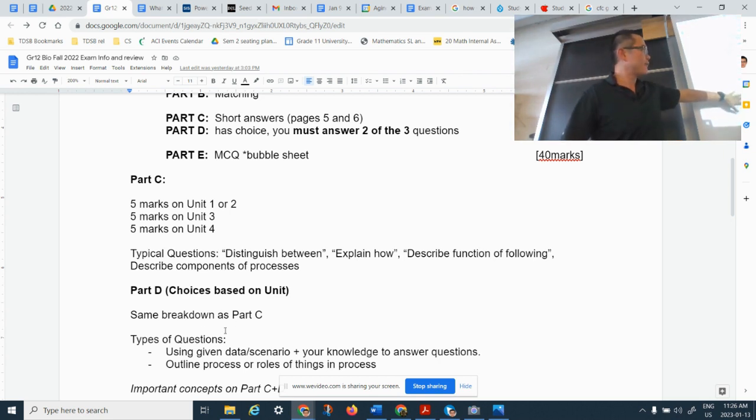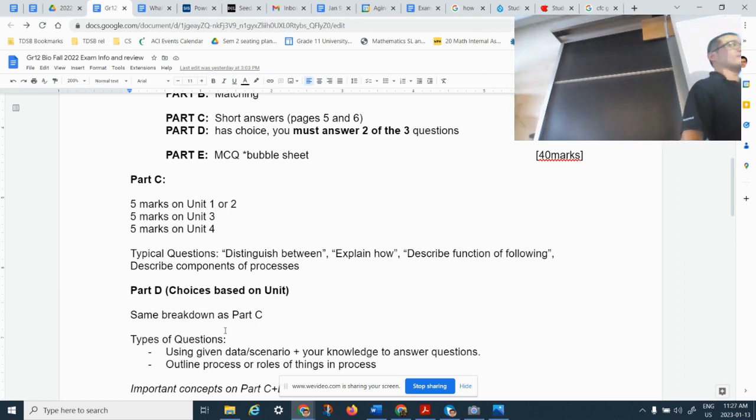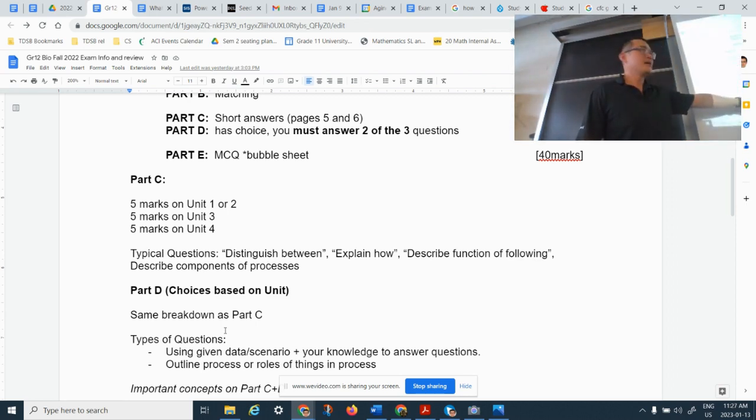The typical question for Part D, I will give you a data or some scenario. You use the knowledge that you have to answer the questions. Okay? A little bit of application, so to speak. Outline the process or roles of things in a process. Okay?